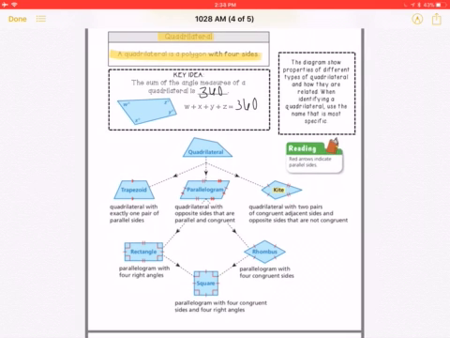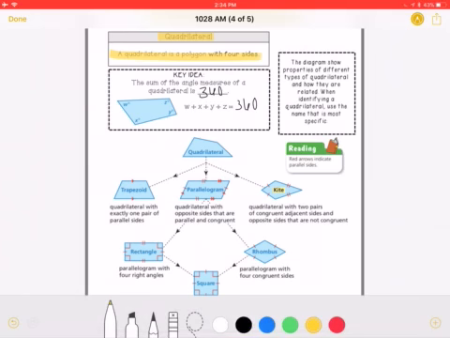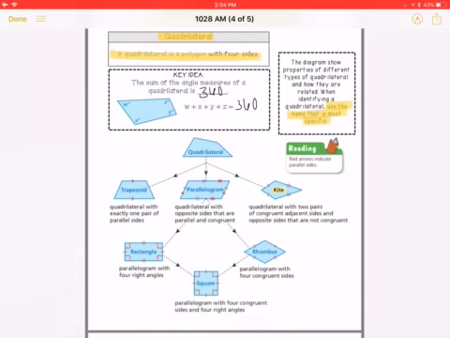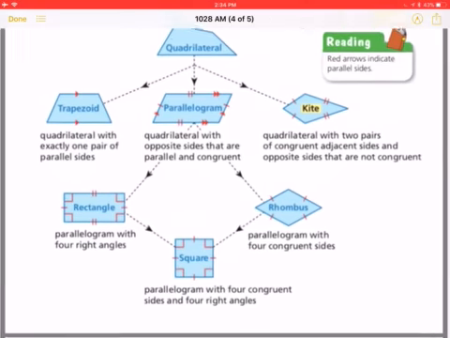Now, the most important thing I'm going to tell you is that when you identify a quadrilateral, you have to use the name that is most specific. And I'll tell you what I mean by that. But use the name that is most specific. Let's take a look at this diagram.